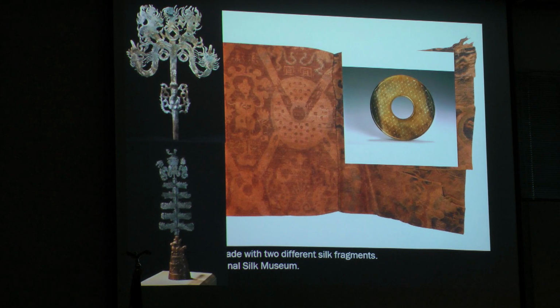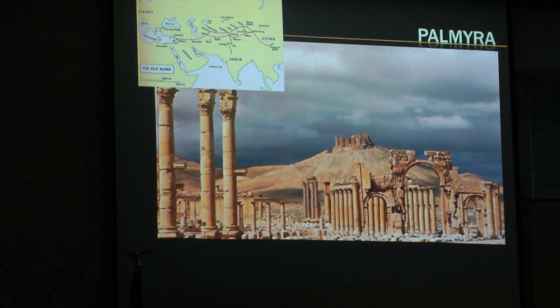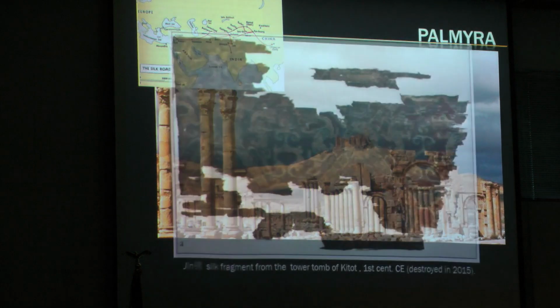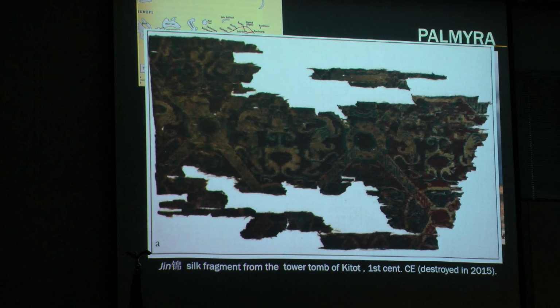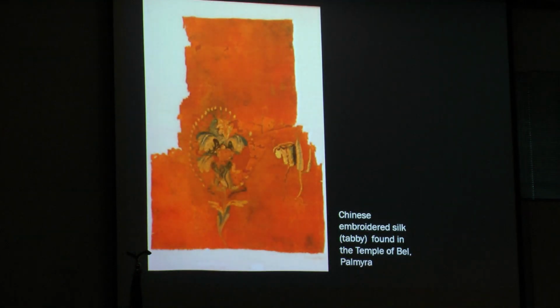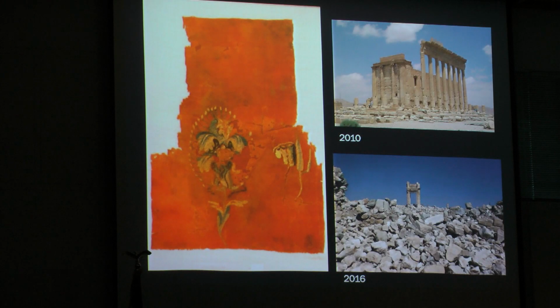Also, a similar fragment with a combination of creatures like those from Niya and a jade bee has been found in Palmyra in Syria. The piece is one of the very rare Chinese textiles discovered in Palmyra that confirm the exchange between the Roman Empire and the Han Dynasty. The second piece discovered in Palmyra is a very tiny fragment, a red plain ground with embroidery from the Temple of Bel, destroyed by ISIS in 2016. I don't know how many of these fragments survive today in the Palmyra Museum.